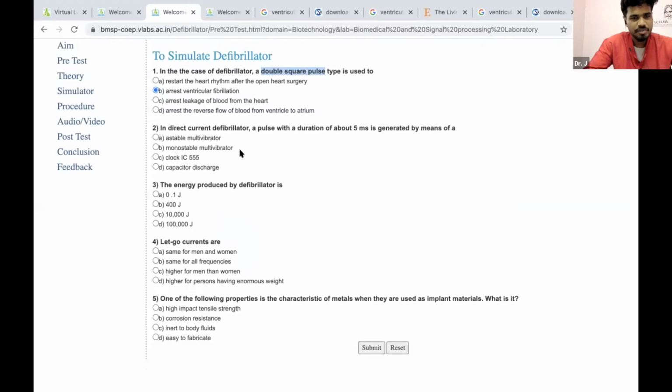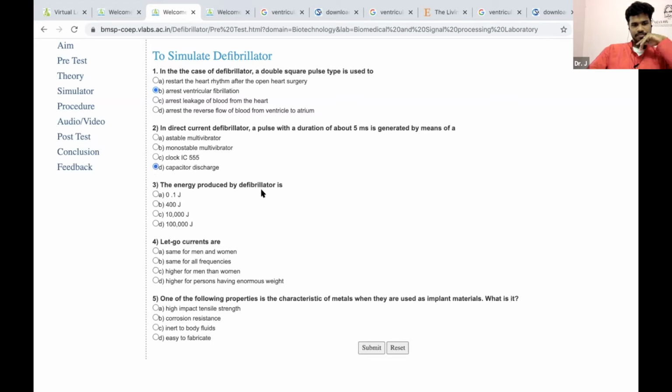In a direct current defibrillator, a pulse with a duration of 5 milliseconds is generated by means of... Typically you don't use a clock and all that. Typically you need a clock for a pacemaker under certain conditions, specific types of pacemakers. Here you just have a capacitor discharging. So let me pick that.